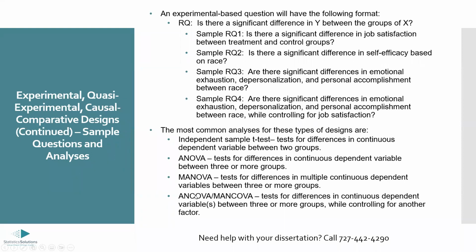And then we add covariates. That's what the C stands for in ANCOVA and MANCOVA. So this is an analysis of covariance, or a multivariate analysis of covariance. The C is a control variable that you are adding to your model to see if that causes any changes. So also not something I see very often, but it is an option.